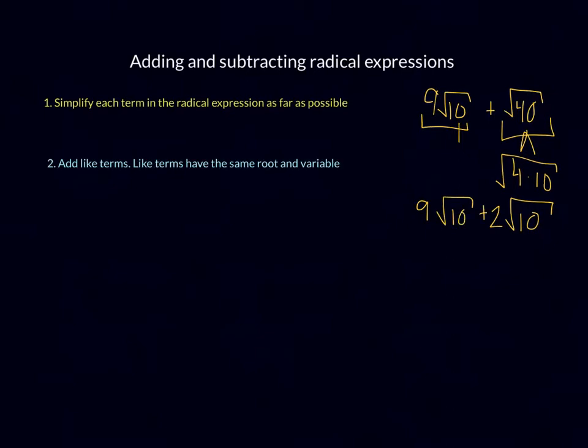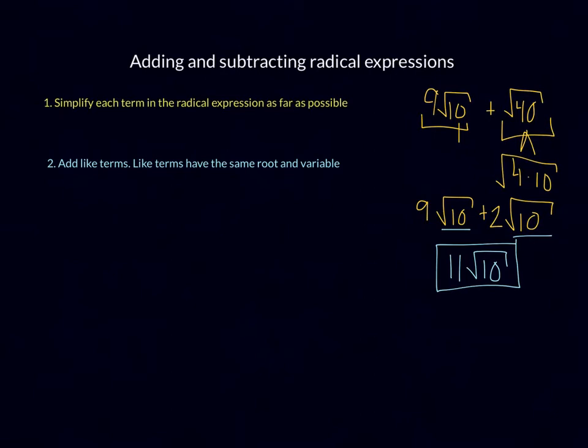Okay. And then step 2 is to just add any like terms. So like terms will have to have the same radical, and if there's a variable, it also has to have the same variable. So since I have 9 square root of 10s plus 2 square root of 10s, we can just add those as 11 square root of 10. And that is our final answer. So a simple two-step process for adding or subtracting them.